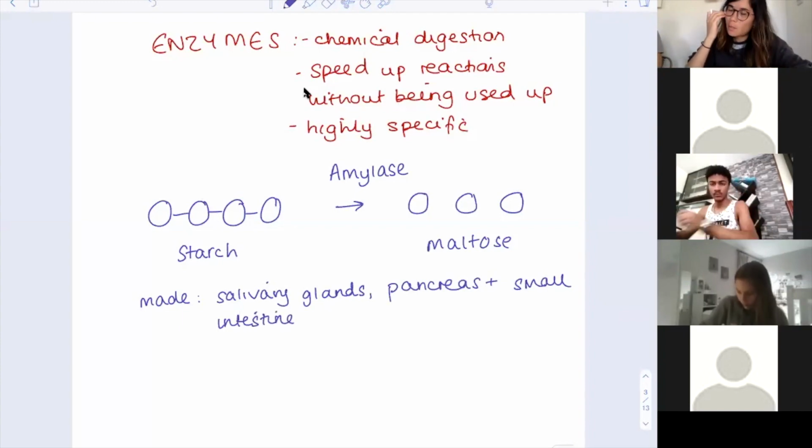Maltose and glucose are both sugars. They're small sugars, and it depends on your exam board. They're kind of used interchangeably, but if you want to be an accurate biologist, you need to be aware that they're different sugars. So the amylase acts in both the mouth and the small intestine.